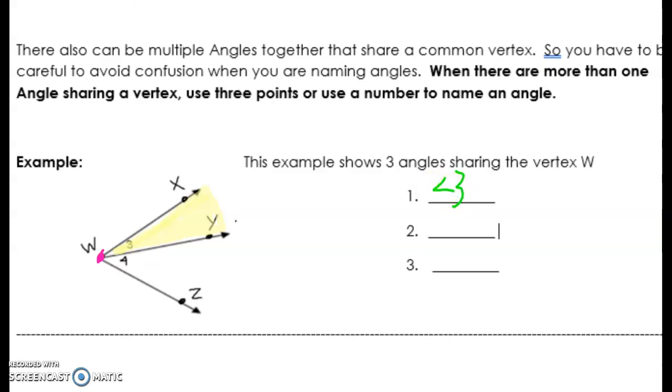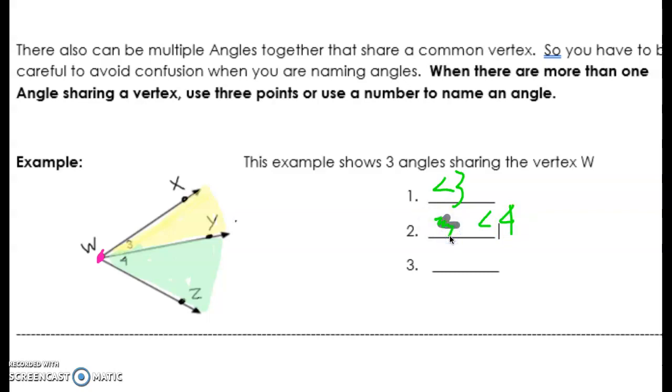If I was asking you to switch and look at this green highlighted angle, and I want to name it or I'm telling you about this angle, the quickest way to do it is to say, hey, angle 4, because it's got a number in there. So angle 4.